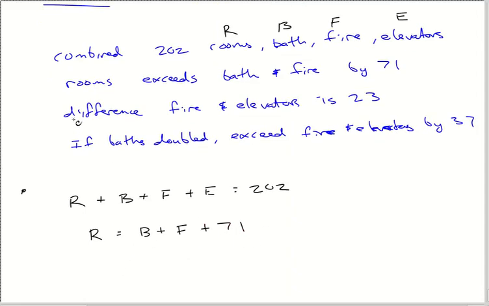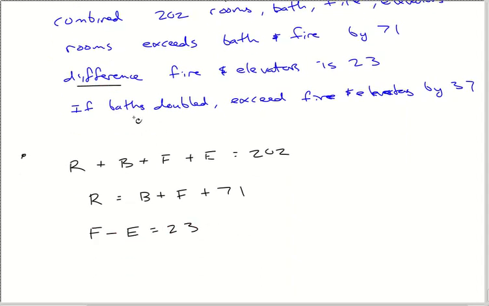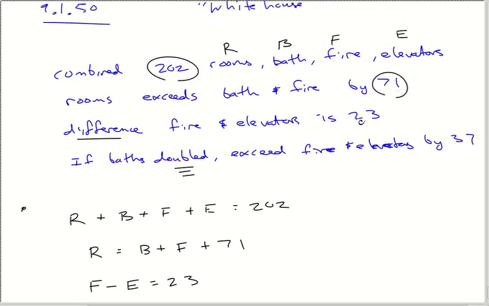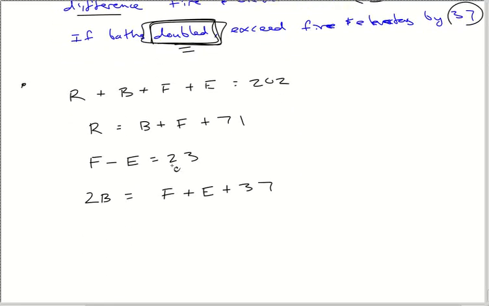Next one, we got difference. Difference here means subtraction. So fireplaces minus elevators is equal to 23. Last one, if the bathrooms are doubled, that means 2 times B, it would exceed the fireplaces and elevators by an additional 37. What you have here are a list of equations. We're going to now translate that into a matrix, RREF, and get your answers. One thing about my math lab is that obviously these numbers here are going to be randomized, right? Well, here's the other thing that actually randomizes. It sometimes says triples. If your bathrooms were tripled, blah, blah, blah. Watch out for that. Those little things happen too.